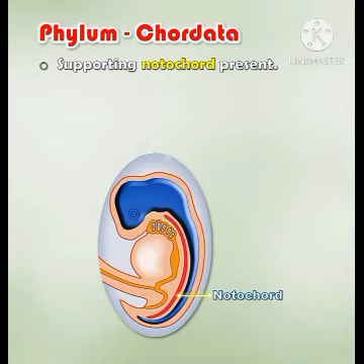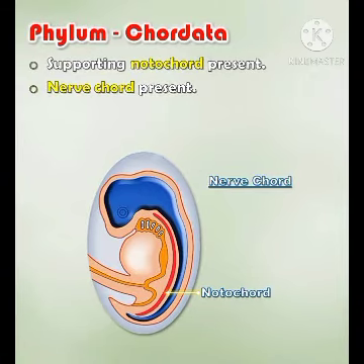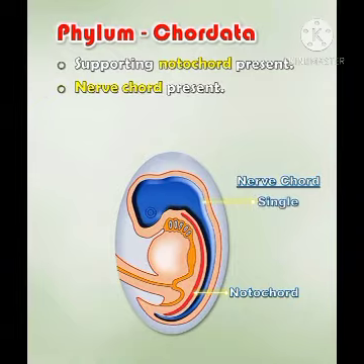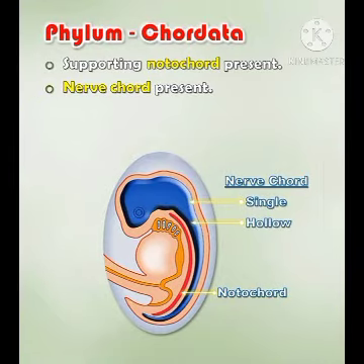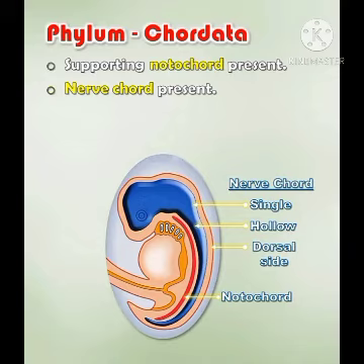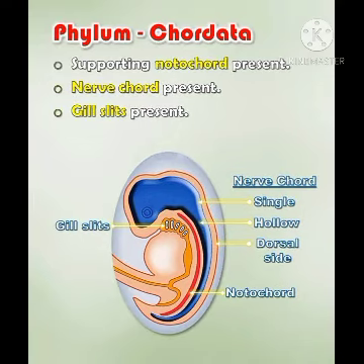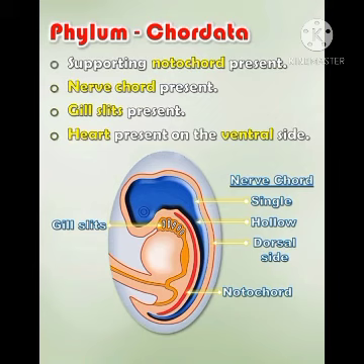Now let's see the last phylum, phylum Chordata. These animals have a supporting notochord in their body. Nerve cord is present in the body. It is single, hollow and present on the dorsal side, that is the back side. Pharyngeal gill slits are present at least at some developmental stage, that is, gill slits are present in the human embryo, which get converted into lungs during development. Heart is present on the ventral side, that is front.